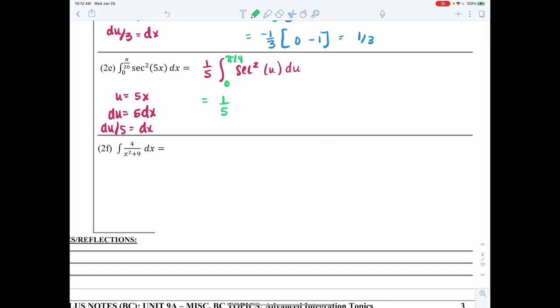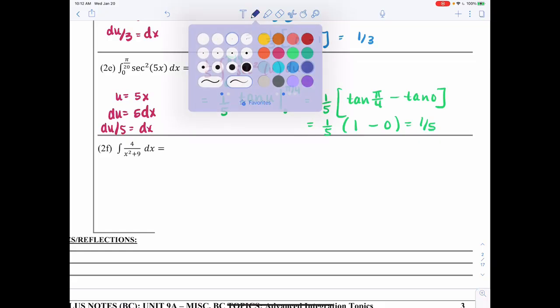Make sure you are linking your work. The antiderivative of secant squared is going to be tangent u. We're evaluating this from 0 to pi fourths. Leave the 1/5 on the outside. Let's go tan pi fourths minus tangent of 0. Tangent of pi fourths is 1. Tangent of 0 is 0. Final answer, 1/5.